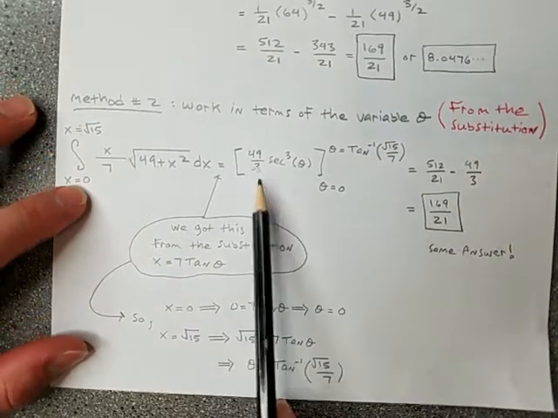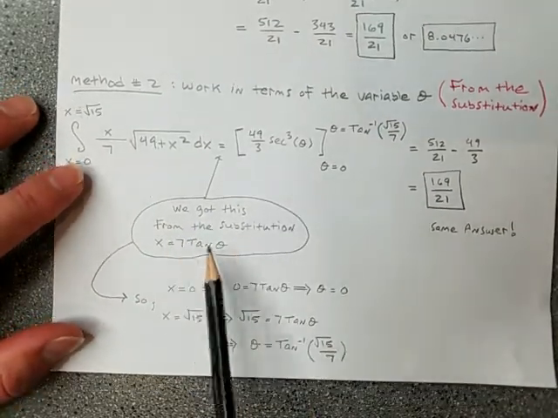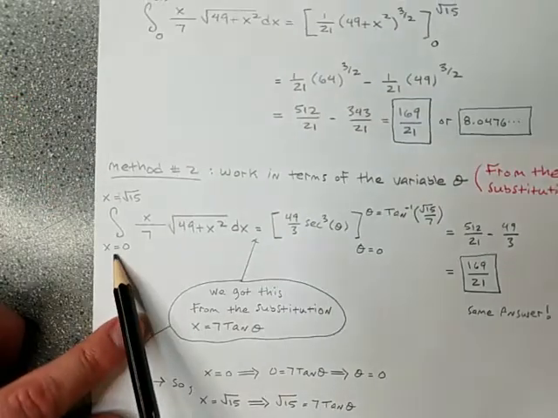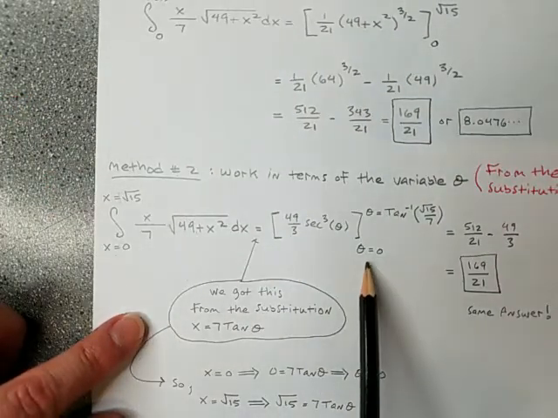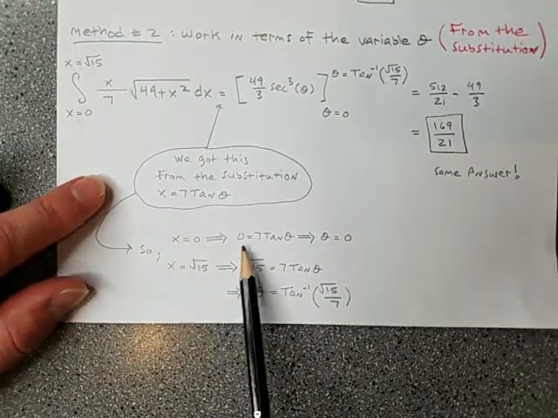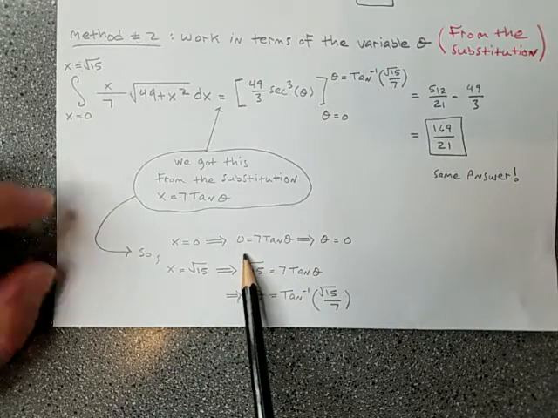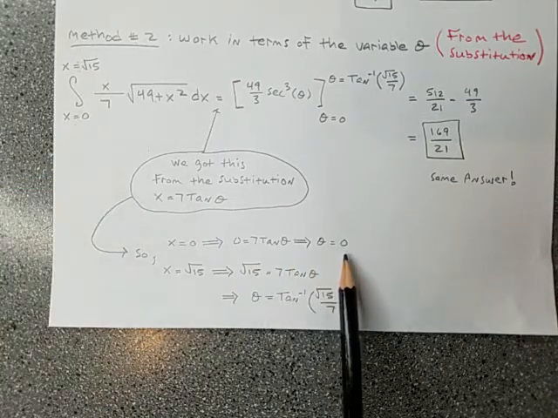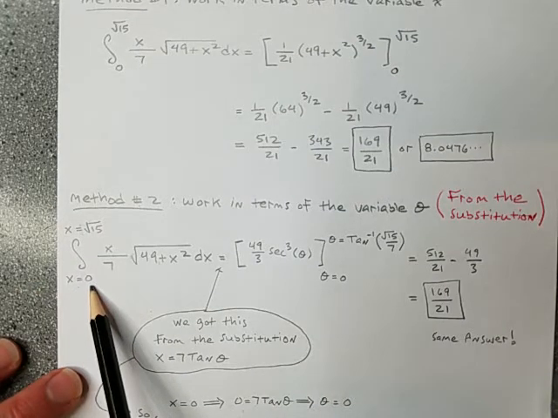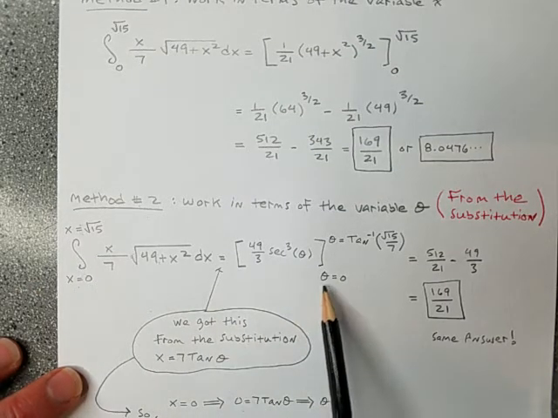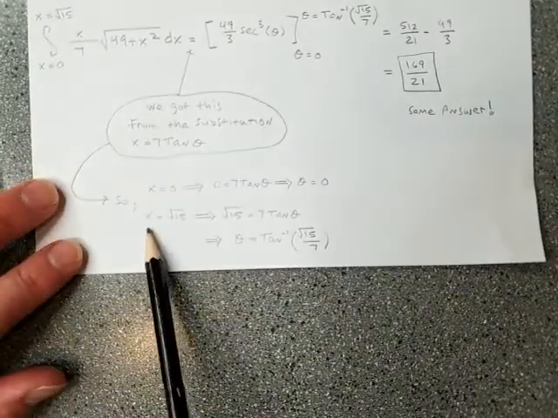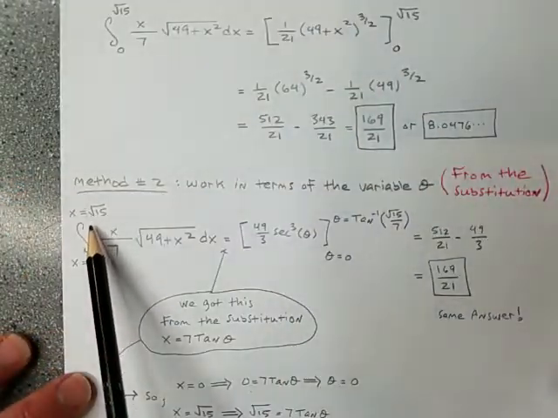Well, we got that from the substitution that x was 7 tangent theta. So suppose x is 0. What does that mean for theta by way of this substitution? If you put 0 for the x in the substitution and you solve for theta, you'll get theta is 0. So the bound x being 0 equates to the bound theta also being 0. Now, what about that upper bound right here? x is equal to root 15.